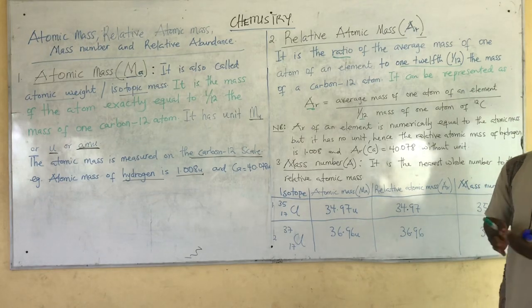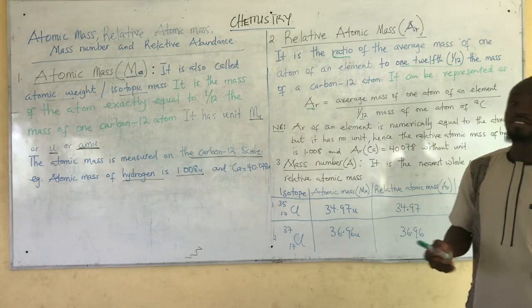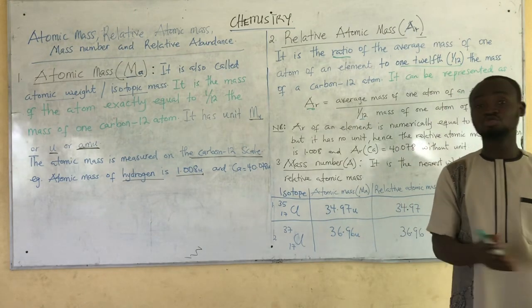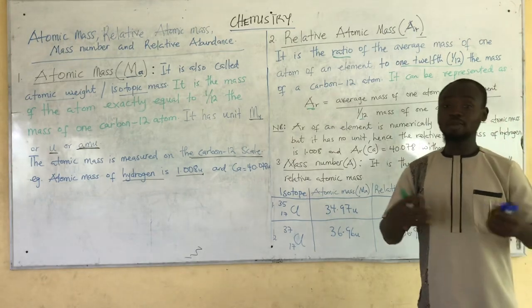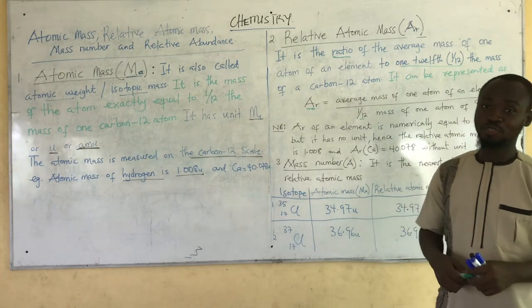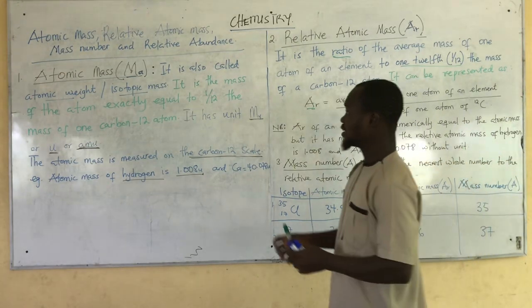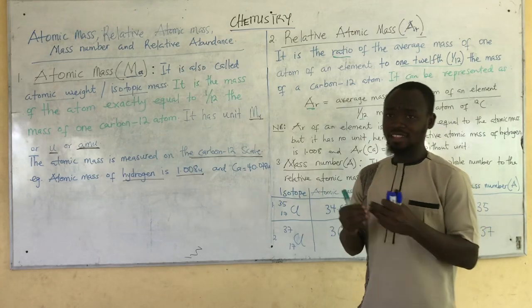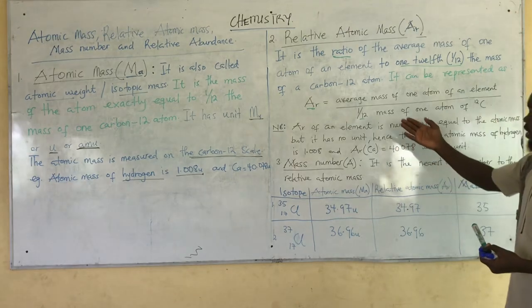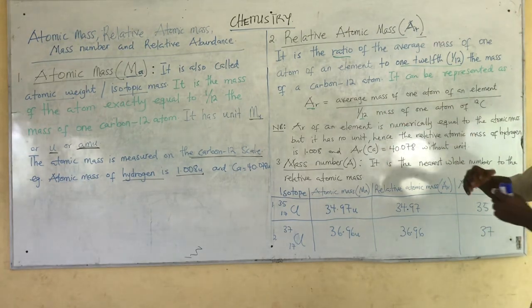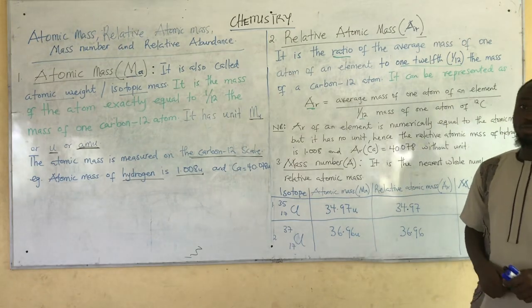Relative atomic mass is numerically equal to the atomic mass. But it is just that with the relative atomic mass, it has no unit. Don't forget that in the definition of atomic mass, we also did mention that it is the mass of an atom exactly equal to 1/12 the mass of one atom of carbon-12. And then in relative atomic mass, the average mass of one atom of an element compared to 1/12 the mass of one atom of carbon-12.